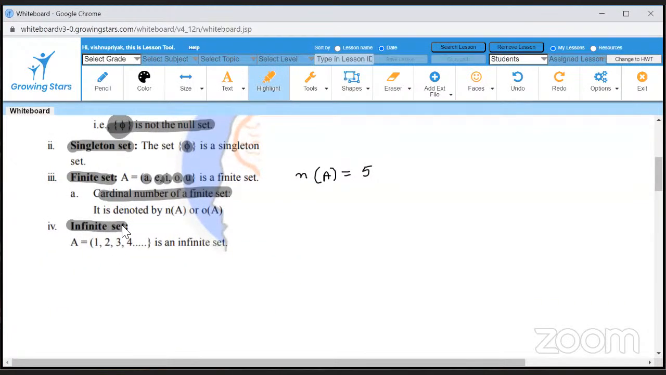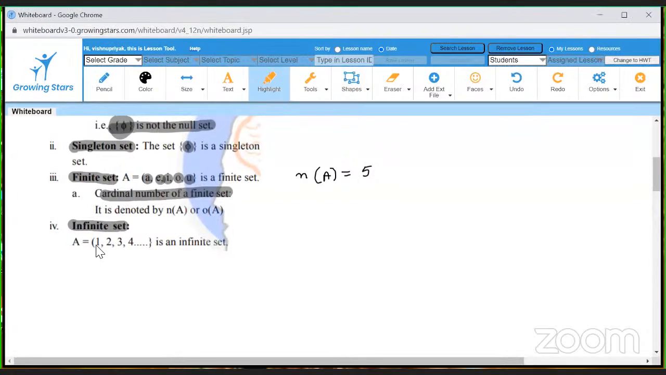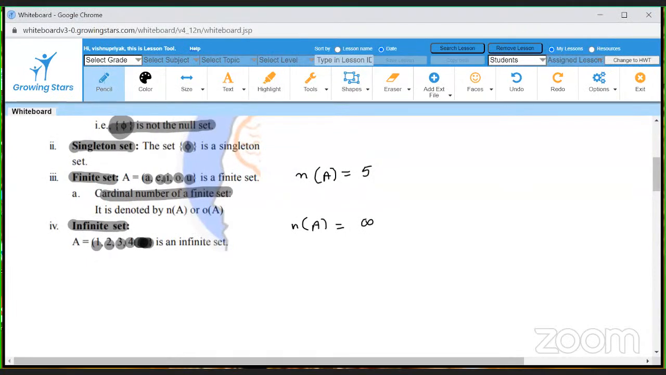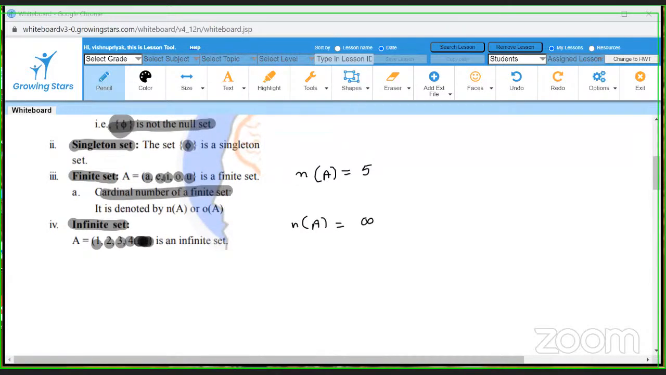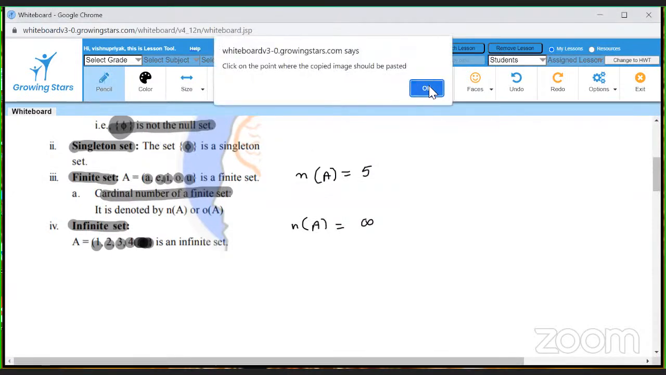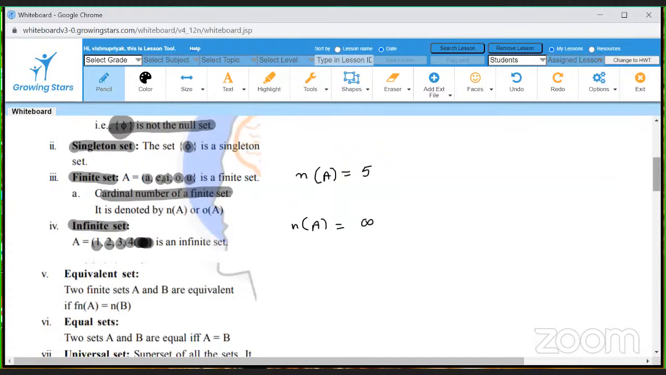An infinite set means you cannot count how many elements are there. 1, 2, 3, 4, many more are there. So the cardinal number of this set A is infinity. We can't count and tell how many elements are there. So such a set is called an infinite set. There are some more types of sets. I'll put it on the board. Here again, some more types.